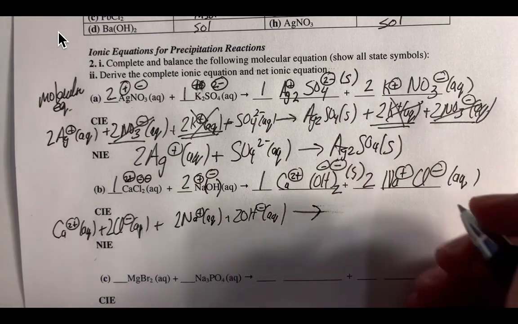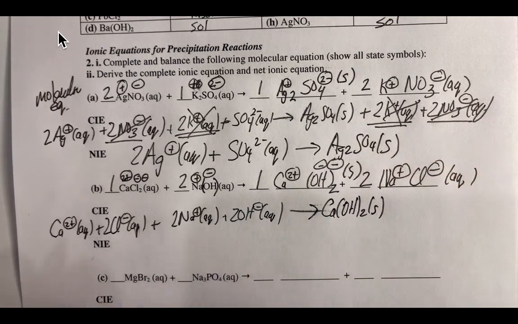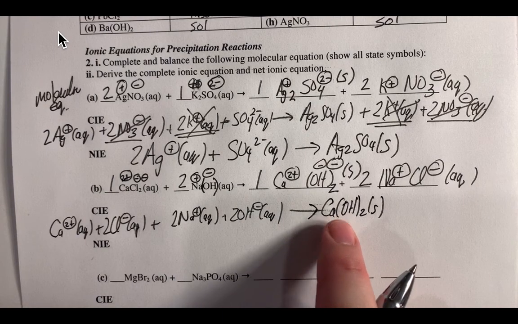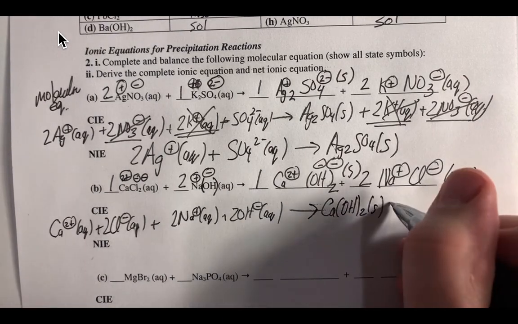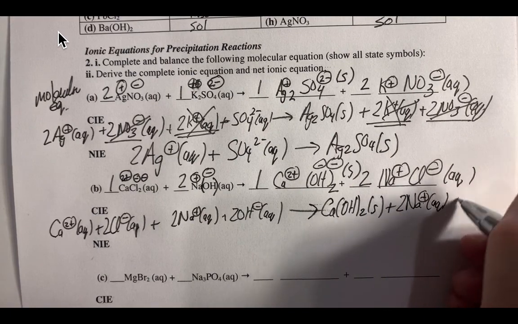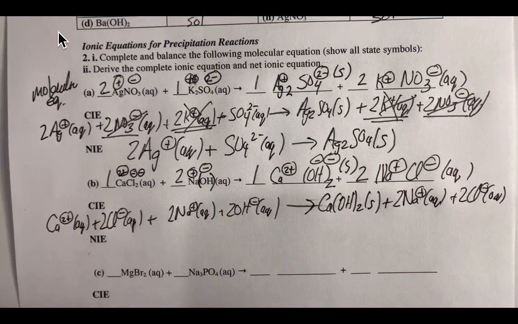Now the calcium hydroxide is a solid. Calcium hydroxide solid, and I write it as such. It's not dissolved in the solution anymore. It's sitting at the bottom of the flask or bottom of the beaker as a solid. 2 sodiums are still dissolved, and 2 chlorides are still dissolved.